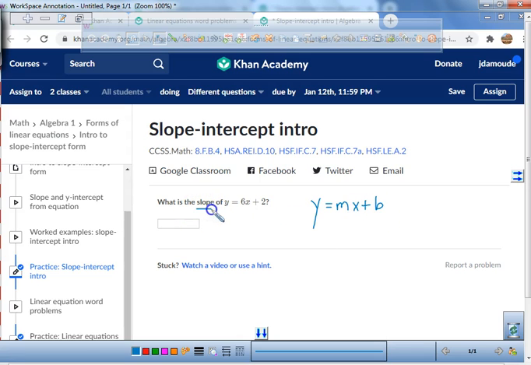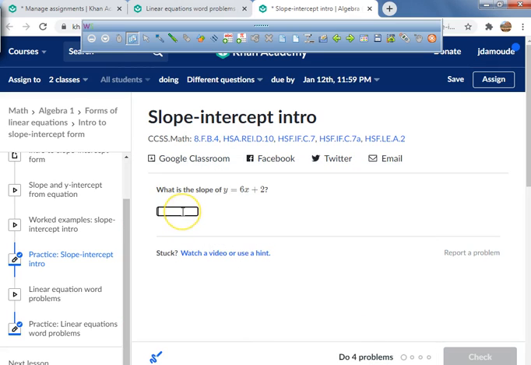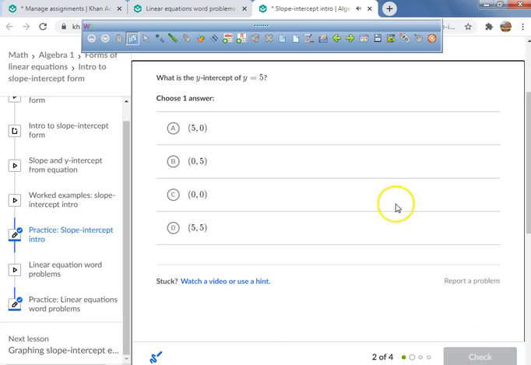Now it says, what is the slope? Well, the slope is the number that's in front of the x when it's just y equals. So it looks like my slope is literally the number 6. So I'm just going to type in a 6. All right, sweet. I like it. All right, one down.